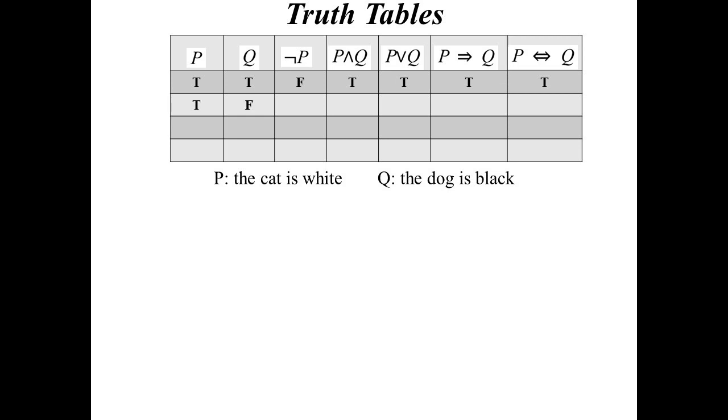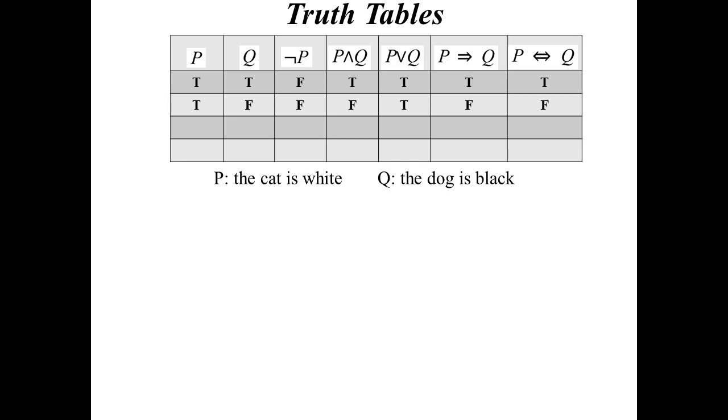But if the cat's white but the dog wasn't black, then not P would become false. Right? Because we're saying not P, we're saying the cat's not white. Well, I just said no. We're saying the cat is white, so negation changes the value. But let's have a look at P and Q. Do I have both P and Q? The cat is white and the dog is black. Well, no, I just said the dog was white. So remember we said Q was false. Therefore, the statement P and Q must be false.